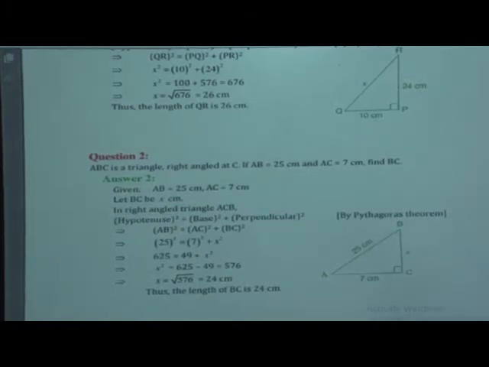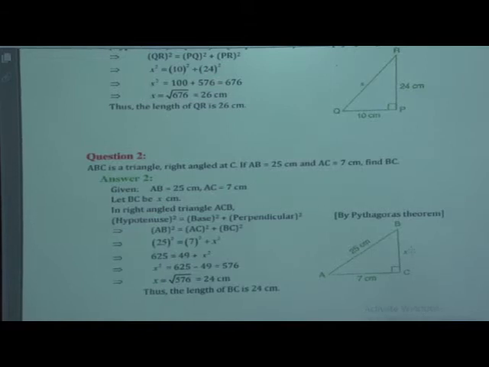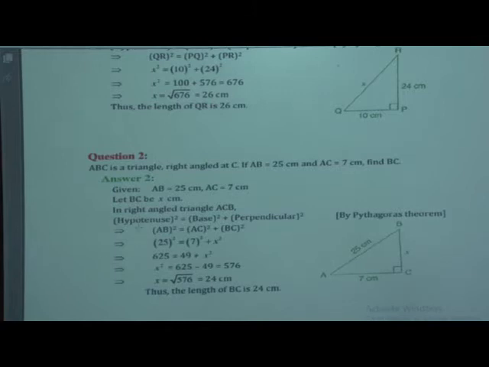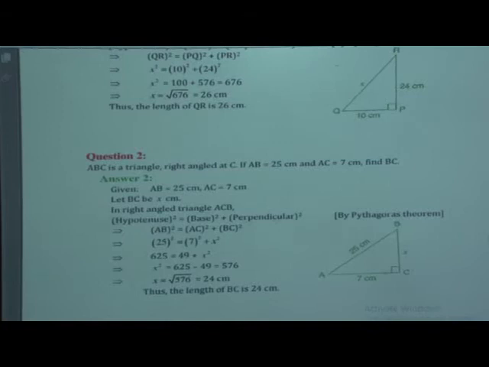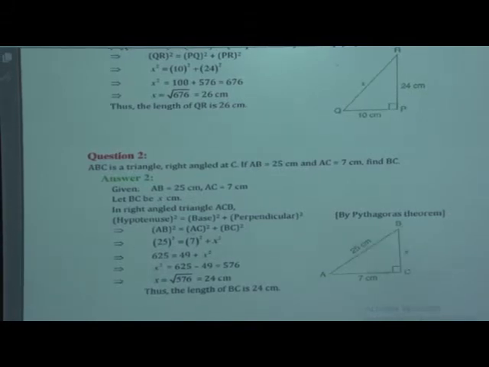Here the hypotenuse is given to us and one of the legs of the right angle triangle is given to us. So we have to find out the second length of the right angle triangle. So we know that hypotenuse square is equal to base square plus perpendicular square, and the side that is known as perpendicular is BC.